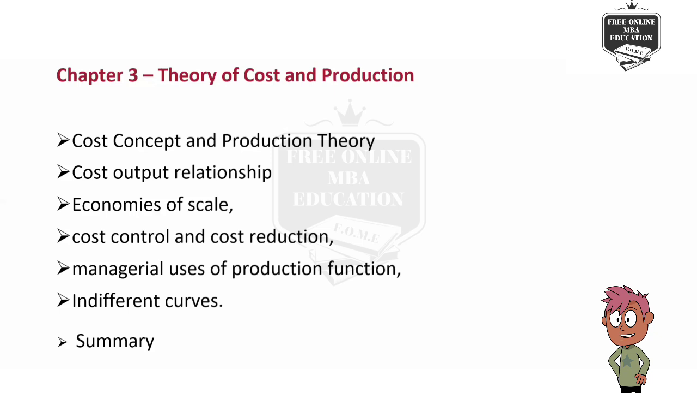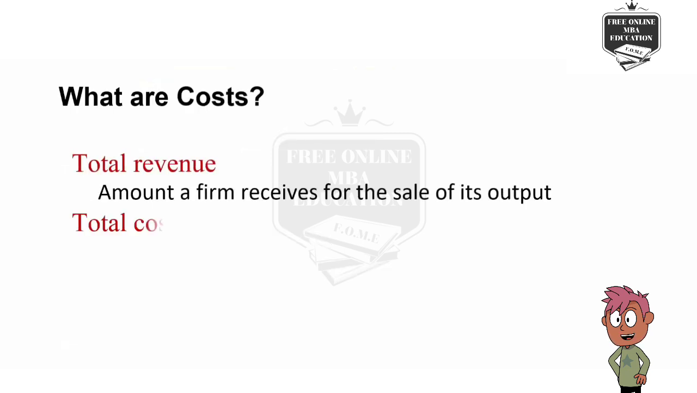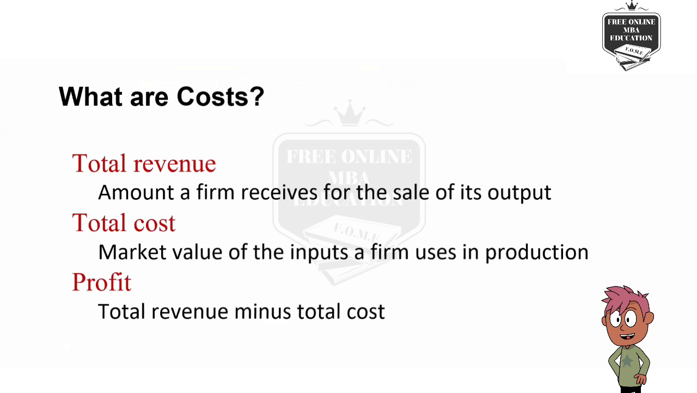Why? Because from the production perspective, when we are talking about organizations controlling cost, or organizations ensuring that they meet their production capabilities, cost happens to be an important concept. Managerial uses of the production function and the indifference curves. Now, in between, while we are discussing these topics, you may come across a few concepts that might sound a little difficult, but don't worry. We will help you understand those concepts better.